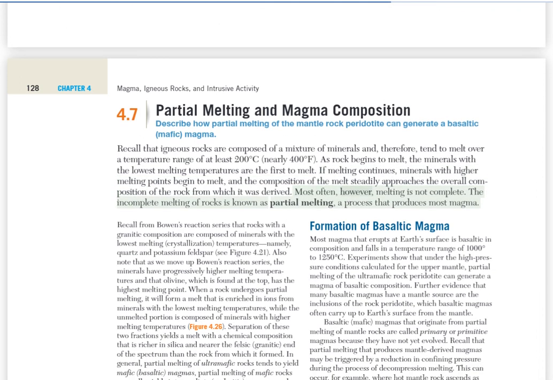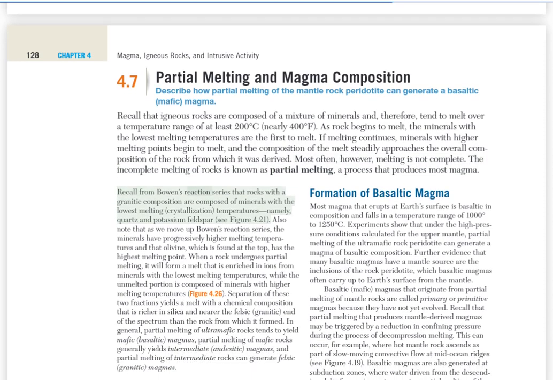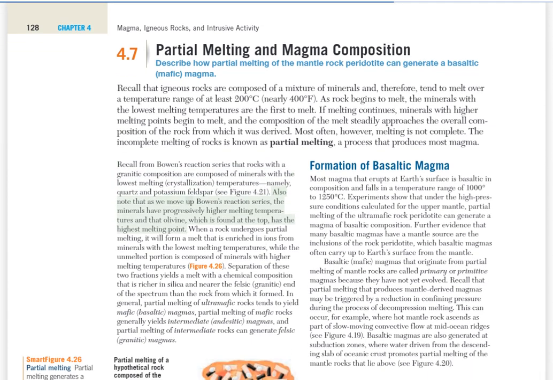Most often, however, melting is not complete. The incomplete melting of rocks is known as partial melting, a process that produces most magma. Recall from Bowen's reaction series that rocks with a granitic composition are composed of minerals with the lowest melting temperatures, namely, quartz and potassium feldspar. Also note that as we move up Bowen's reaction series, the minerals have progressively higher melting temperatures and that olivine, which is found at the top, has the highest melting point.